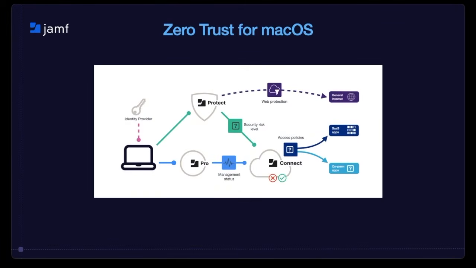Here we can see how Jamf Zero Trust policies create a comprehensive security ecosystem around your Mac devices. The enrolled Mac communicates its management and security status to Jamf, which calculates a real-time risk score based on device compliance, security posture, and user behavior. This risk assessment determines users' access to both SaaS applications and on-premise resources.